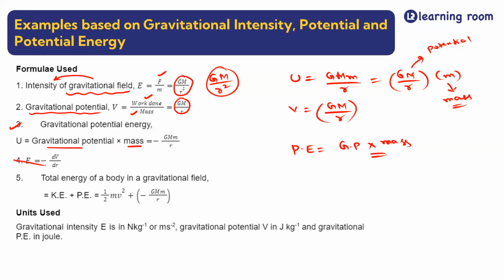See, the fourth one, you don't need it as of now. That is called potential gradient. That is not needed. Don't worry about it. So look at the fifth one. If there is a question asking you about the total energy of a body in a gravitational field, you need to write it as kinetic energy plus potential energy, which is nothing but half mv square plus negative of G into capital M into small m divided by R. Did you all make a note of all the formulae? Yes, sir. Good.